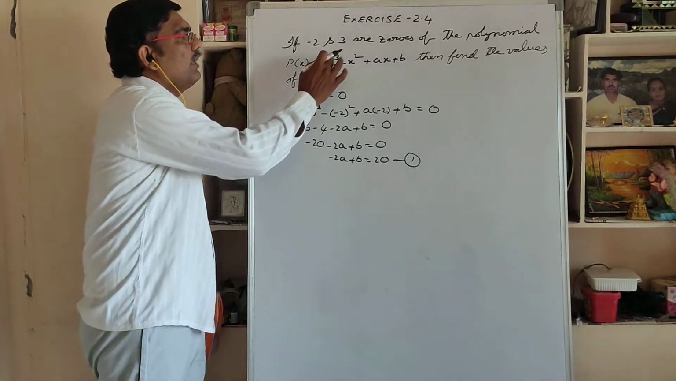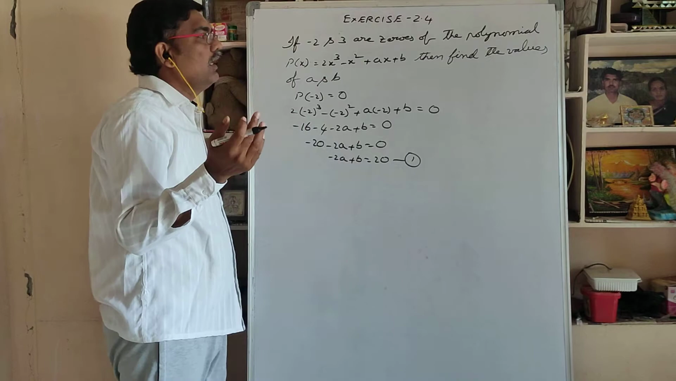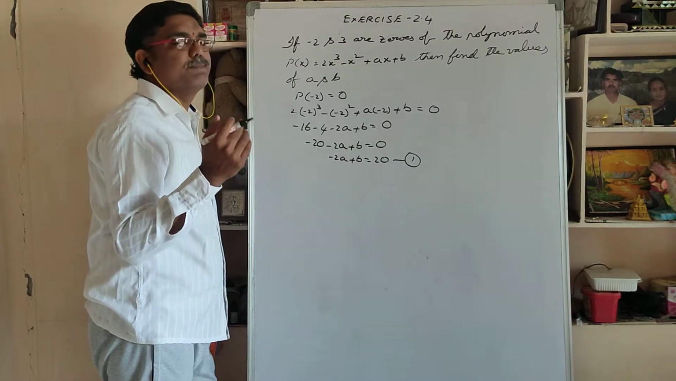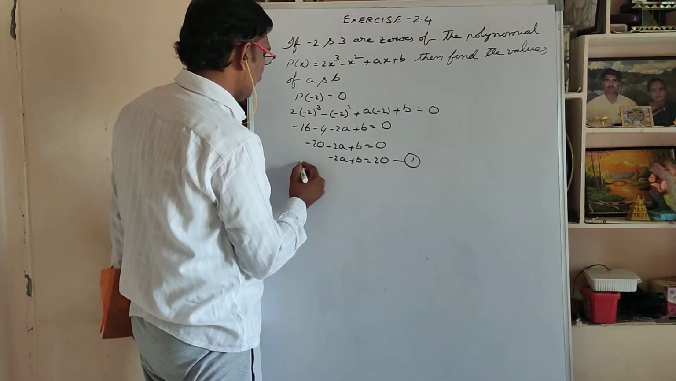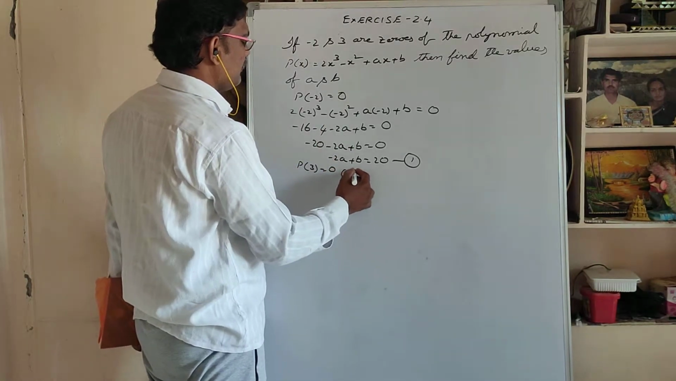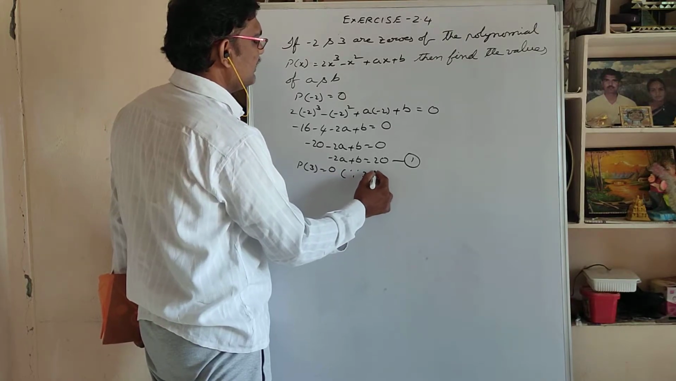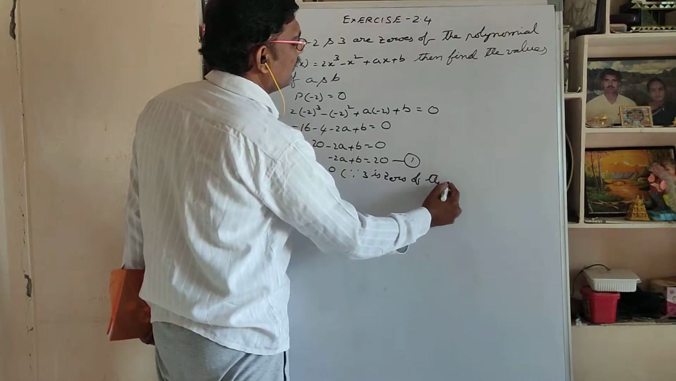Then one more 0 of the polynomial is given. Means what you have to do? In place of x you have to substitute 3. So p of 3 is equal to 0. How can you say p of 3 is equal to 0? Since 3 is 0 of the polynomial.